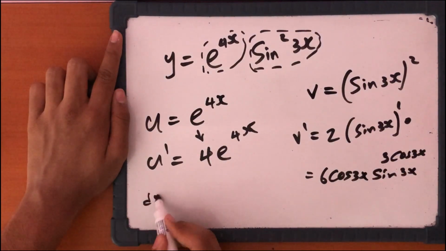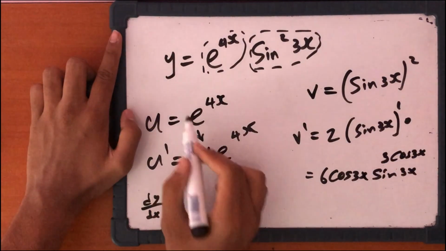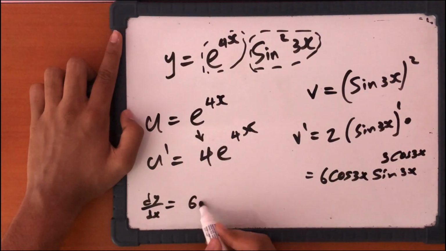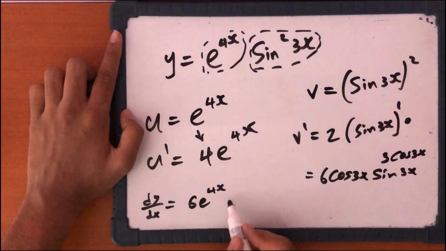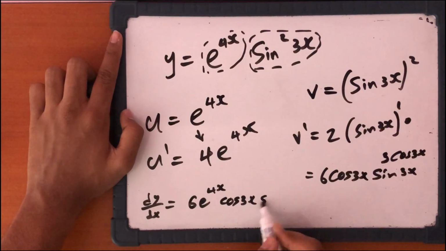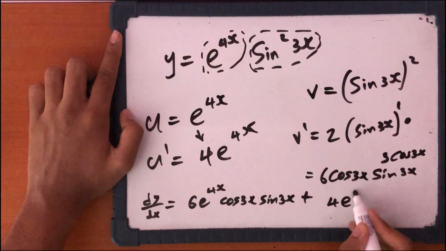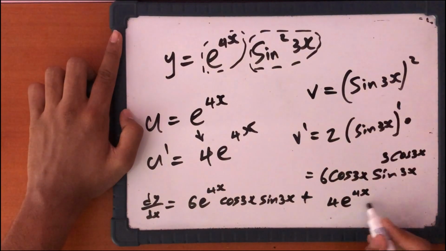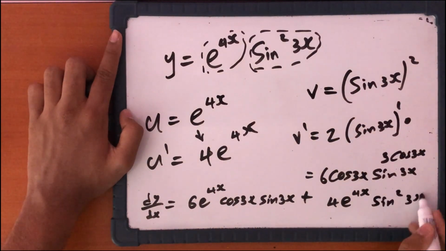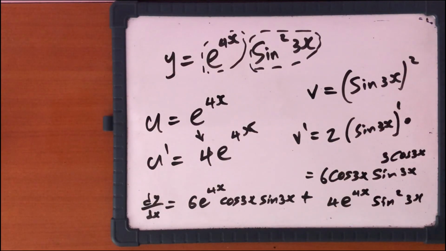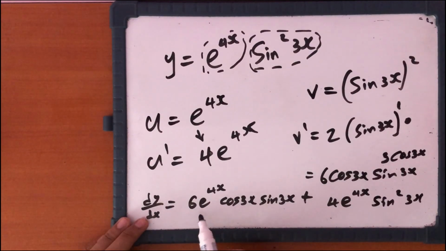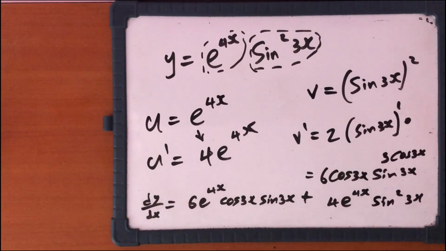So the overall derivative is uv prime plus vu prime. uv prime, this times this, so 6e^4x into this, cos 3x sine 3x, plus this into this, so 4e^4x into sine squared 3x. And that is indeed it. You can factorize out e raised to 4x sine of 3x in both cases, and that'll give you the form the textbook wants. But for now, let's not worry about all of that.